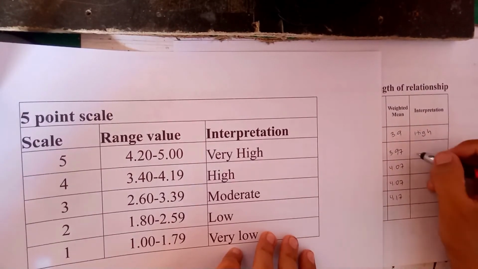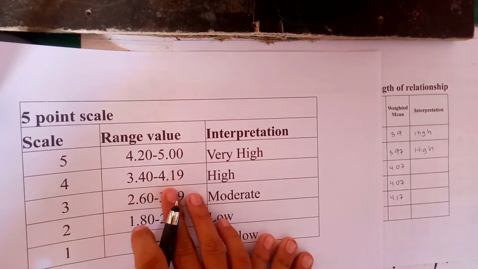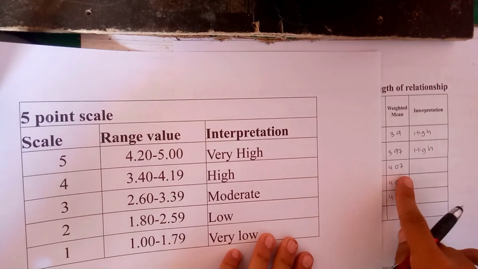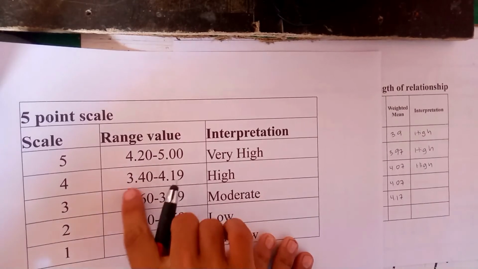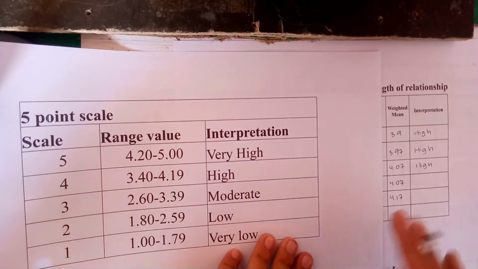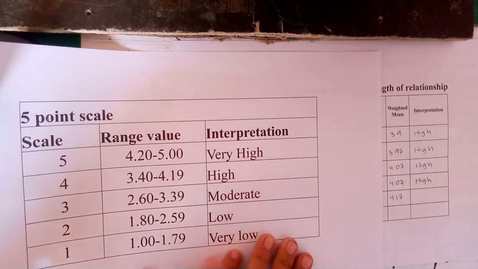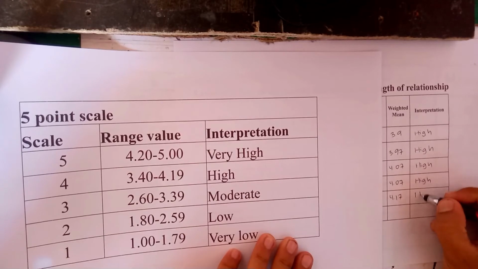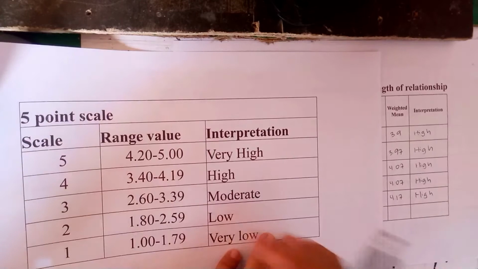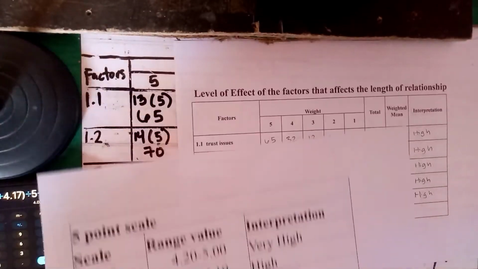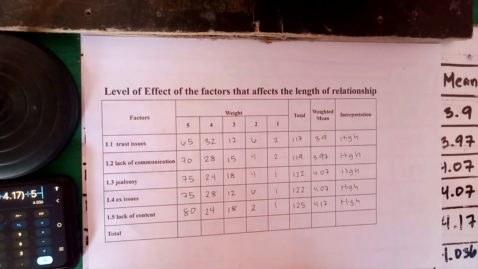3.97, that is also high, since siya ay nasa pagitan ng 3.4 and 4.19. 4.07 would also be high, since siya ay nasa pagitan ng 3.4 and then 4.19. Also the other 4.07 would also be high, and our 4.17 would also be interpreted as high, since siya ay nasa pagitan ng ating 3.40 and 4.19. Alright, so this will be our final table para sa ating ginawang weighted mean.